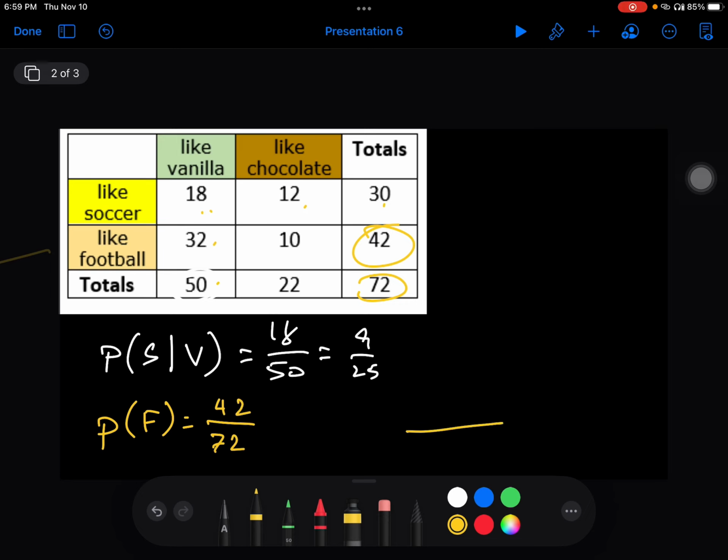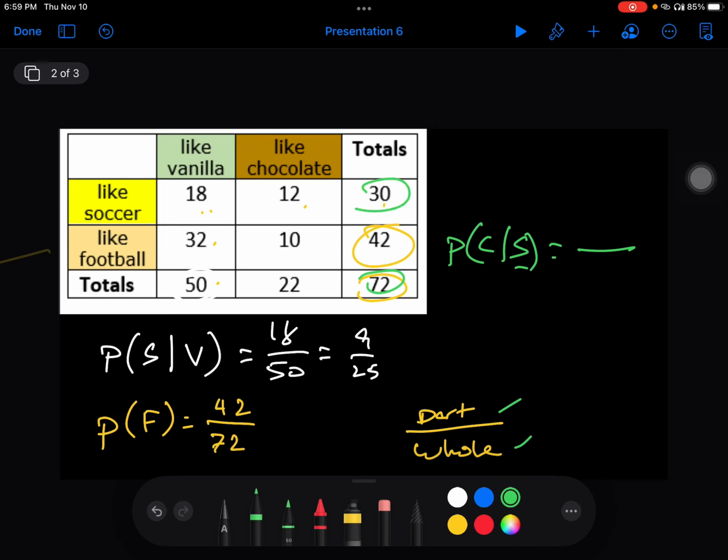We always want to have the whole on the bottom and the part on the top. Even when, for example, we say the probability that somebody likes chocolate given that they like soccer. Well, we still have whole and part, but our whole this time is a little bit less of the 72 whole given that they like soccer.